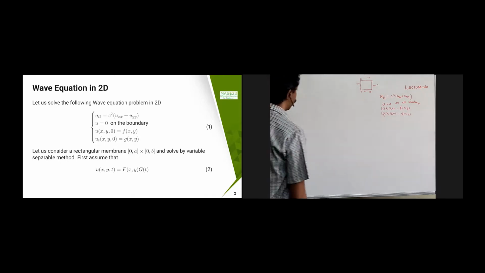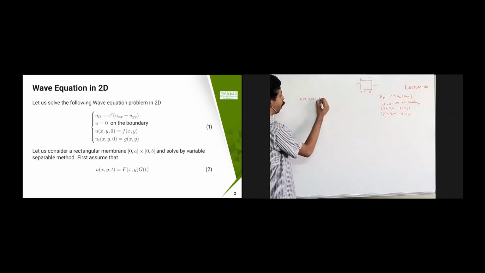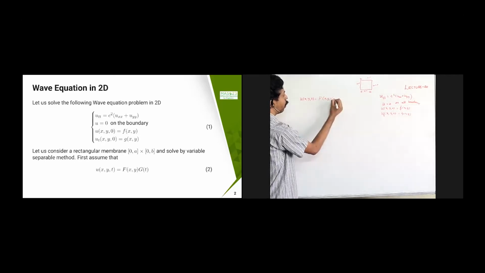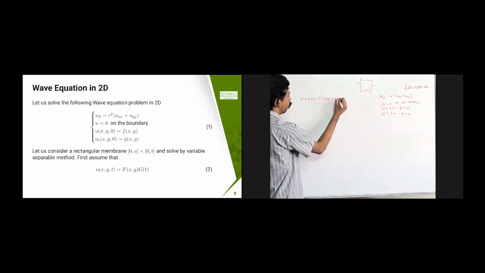Once again, for this problem we are going to assume that u of x comma y comma t equals F of x comma y, separated from G of t. I'm going to separate x comma y separately, and then G of t separately. This is the separation of variables I'm going to use.